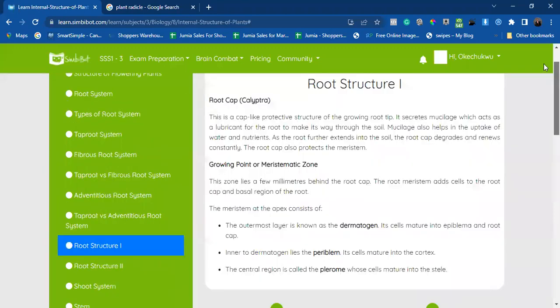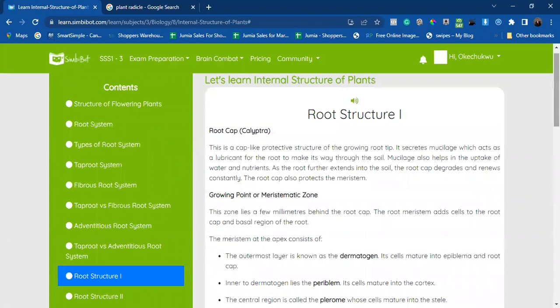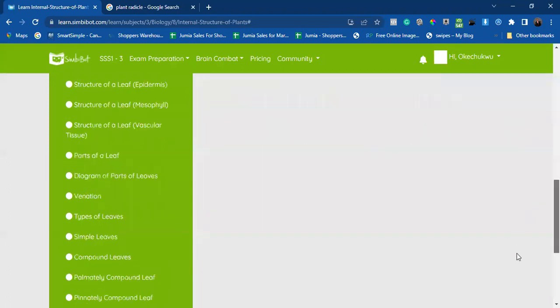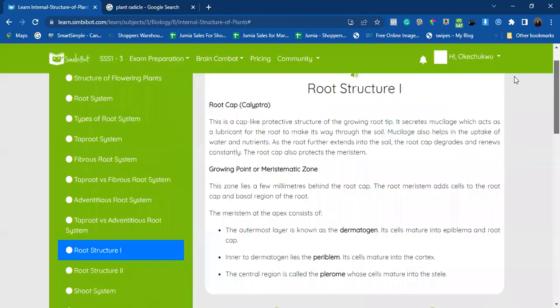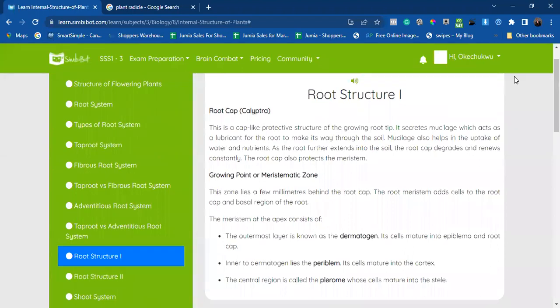Awesome. So, the structures of the root. We have what we call the root cap, calyptra. Just take note of these things. Calyptra. This is a cap-like protective structure of the growing root tip. It secretes mucilage that acts as lubricant for the root to make its way through the soil. Root cap.